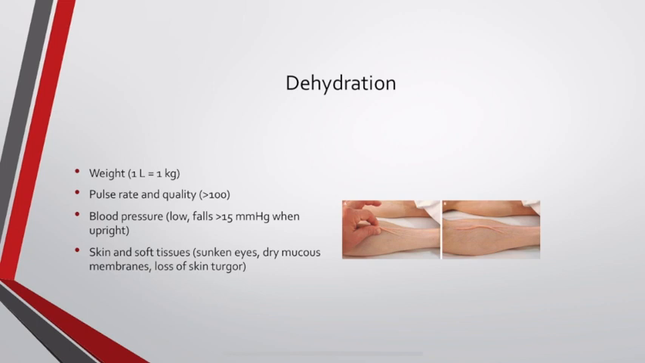So what do we look at? Let's look at dehydration. Now I know you guys are familiar with this technique of pinching the skin to estimate if somebody is dehydrated or not. You can look at skin and soft tissues for sure, if they have sunken eyes or dry mucous membranes, or loss of skin turgor, which is what this over here points to. We say it has tenting of the skin. When we pinch the skin up, it stays up.